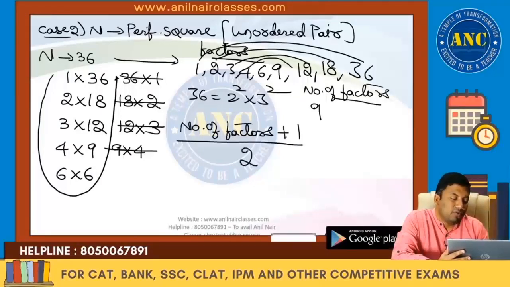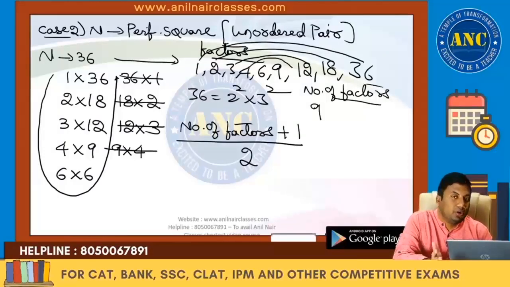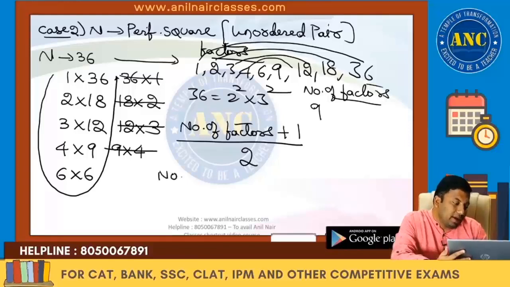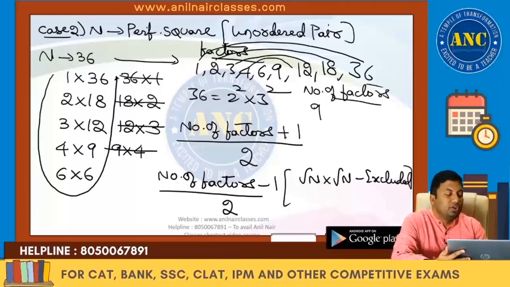That means the answer is the number of factors plus 1, by 2. Why plus 1 by 2? We got a total of 9 factors: first and last, second and second last, third and third last, fourth and fourth last. We get 4 pairs, and there is another pair 6 into 6, which is root n into root n. So it is number of factors plus 1 by 2. It can also be number of factors minus 1 by 2, if you want to exclude the case root n into root n.